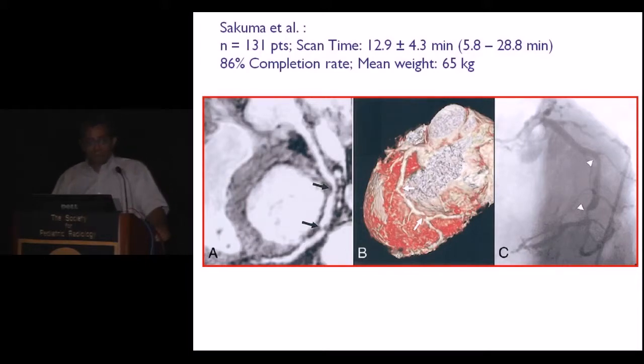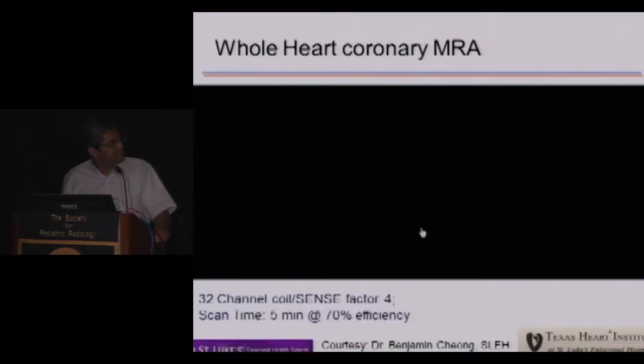An alternative approach is a whole heart 3D coronary MRA protocol that was advocated by Charlie Higgins and actually quite successfully used by Dr. Sakuma and others in Japan. Instead of looking at a targeted region that takes time to plan, what we do here is that we cover the entire heart with a moderate in-plane resolution of about 1 to 2 millimeters. So these are very nice images that are produced, but often these are very difficult to get in clinical practice. I'll give you one example and then we'll move on.